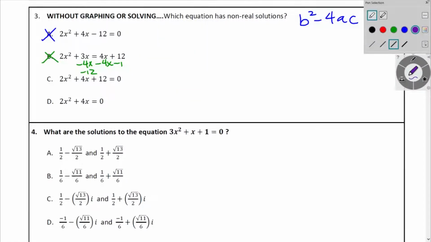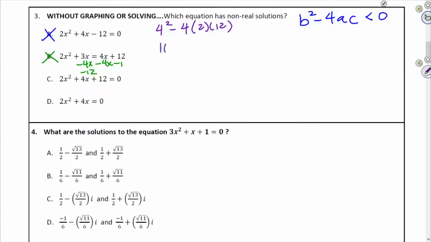In letter C, I have 4 squared minus 4 times a times c, and I get 16 minus 96, which is negative 80, which is less than 0. So this one right here is negative. So inside the square root of my quadratic formula, it would be negative, and so I'd have non-real solutions. Let me just check D, because I like checking all of them.